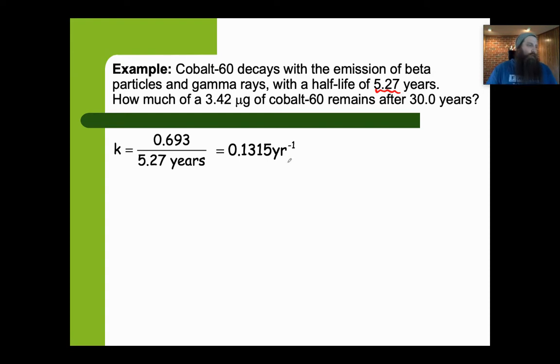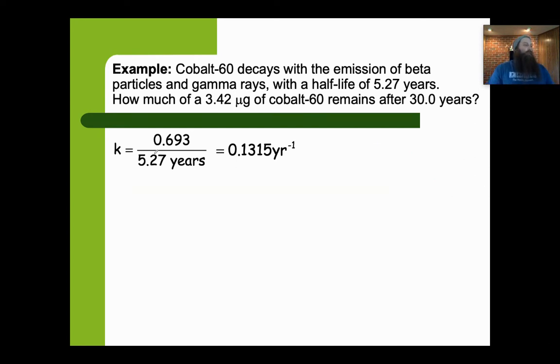Now, notice something about this unit right here. This is year to the negative 1. I'm going to do a little sidebar over here and talk about exponents for a minute. If you have 1 over x, that is equal to x to the negative 1. If you have negative 1 as a power, what that means is put something into the denominator. I know that doesn't look like a denominator, but I ran out of room.